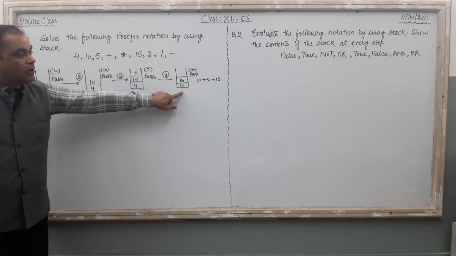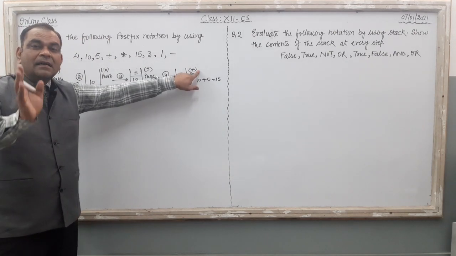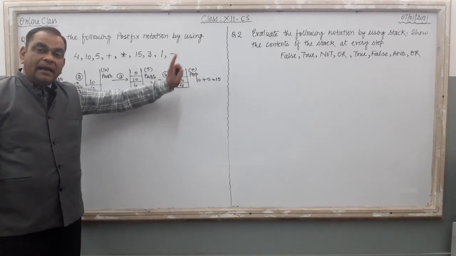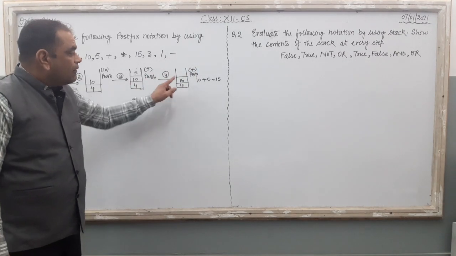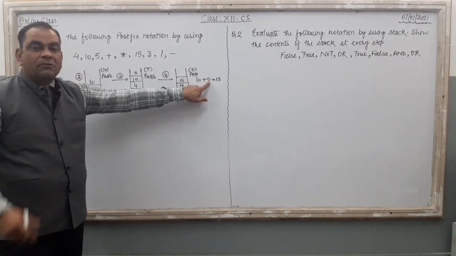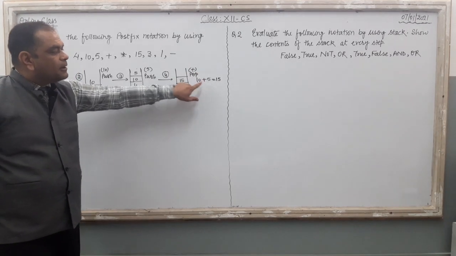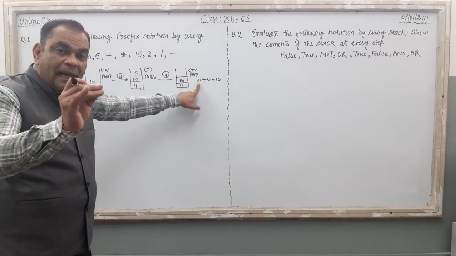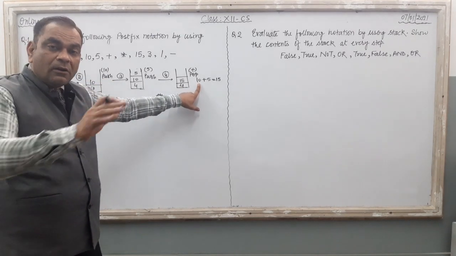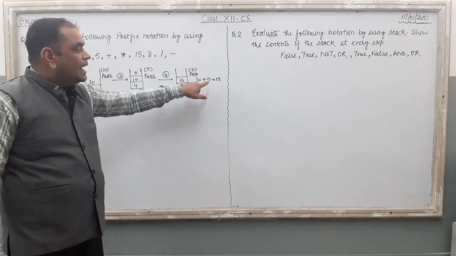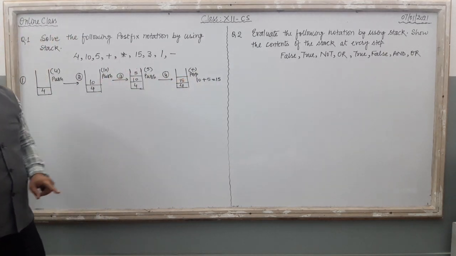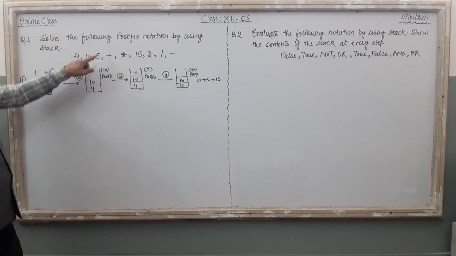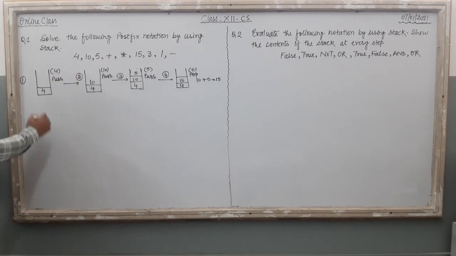Just check it out again. Plus is an operator. It is a binary operator. You have to pop 2 values one by one: very first 5, then plus, then 10. Take 2 values from the stack, then evaluate the equation, solve it, find the result, and push the result back to the stack. Clear? Now, the next one is multiplication.